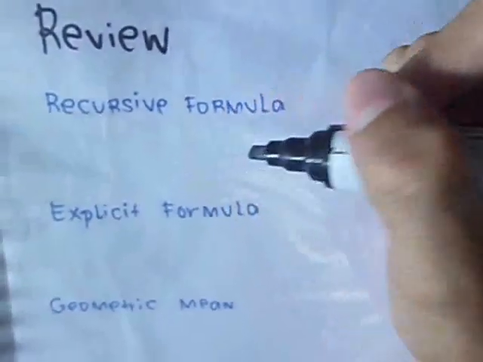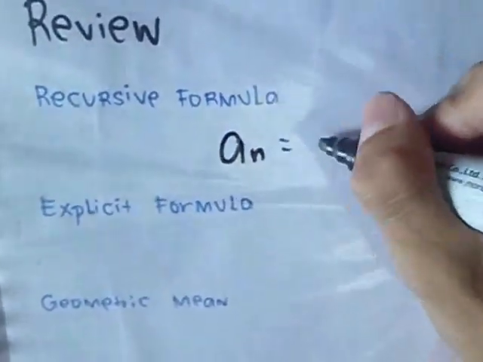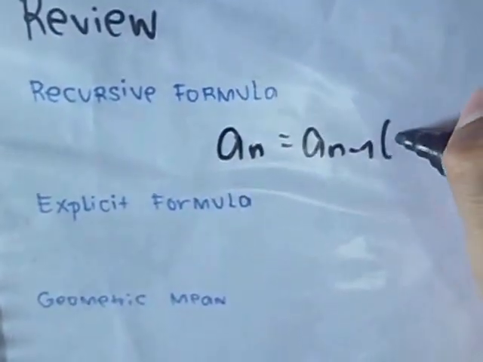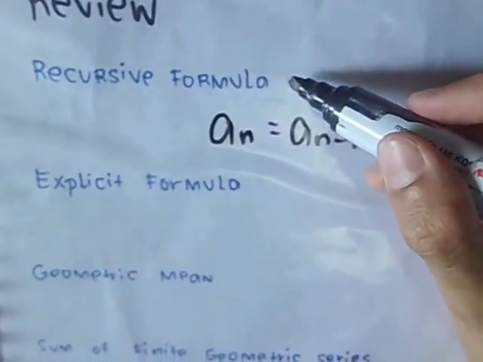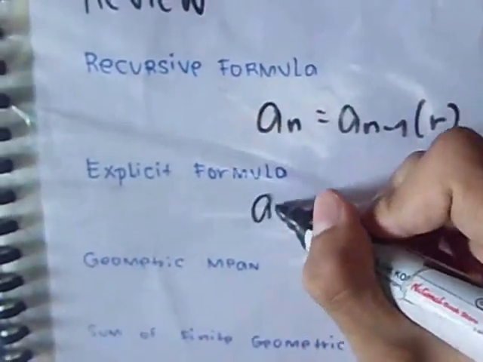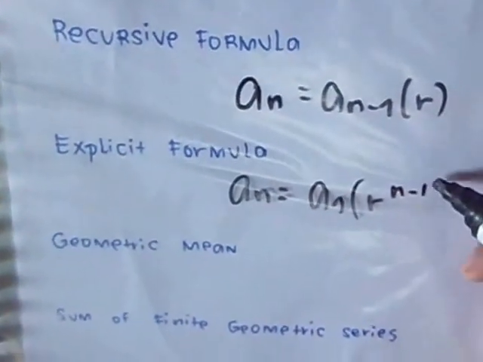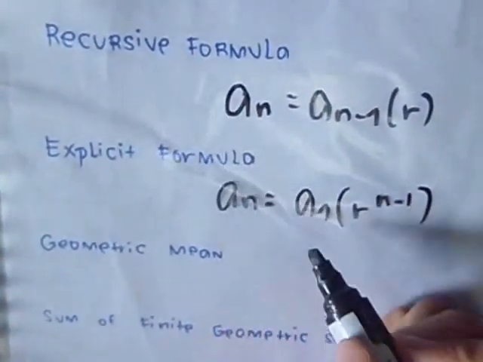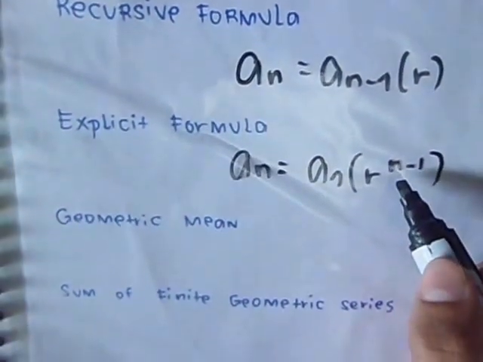And lastly, before we end our discussion, let's have the review of formulas. For the recursive formula, we have a sub n is equal to a sub n minus 1 multiplied to r. The recursive formula again can only be used if the term before the missing term is given. The explicit formula, a sub n is equal to a sub 1 multiplied to r raised to n minus 1, where a sub n is the nth term, a sub 1 is the first term, r is the common ratio, and n is the number of terms.